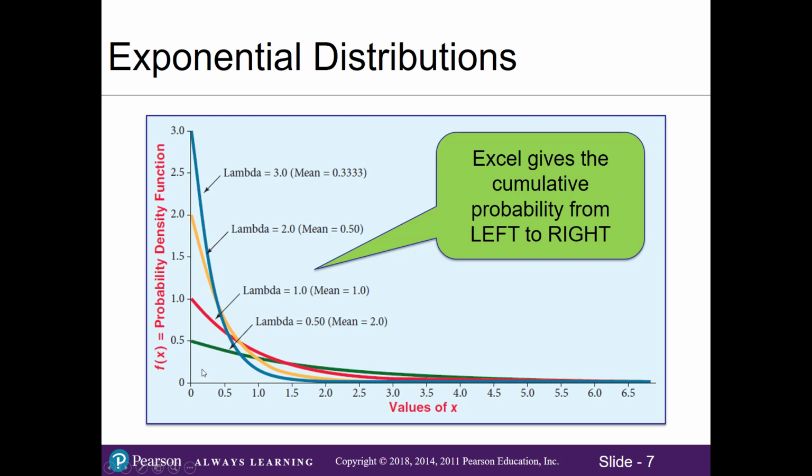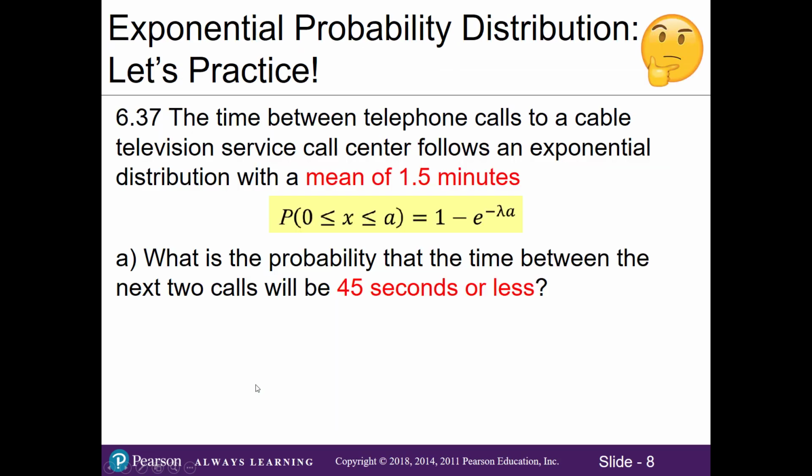Excel gives us the cumulative probability from left to right. You're going to hear this over and over. For all our distributions, Excel is pretty consistent. Whenever we use our Excel functions to find a probability distribution, it reads from left to right. So let's look at an example.